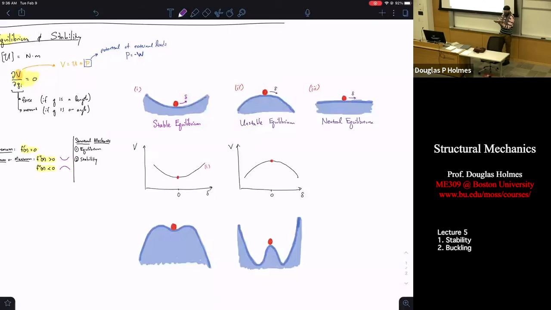So this one is stable in the small, unstable in the large. This one, vice versa: unstable in the small, and stable in the large.